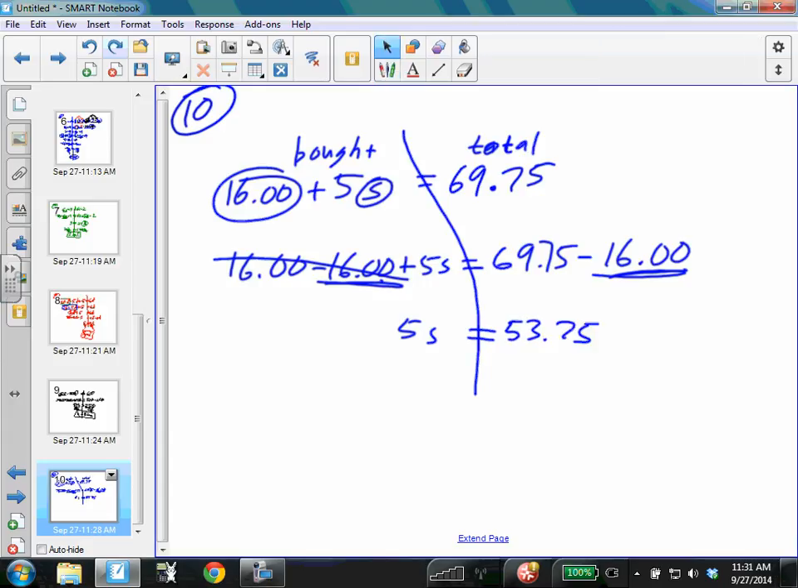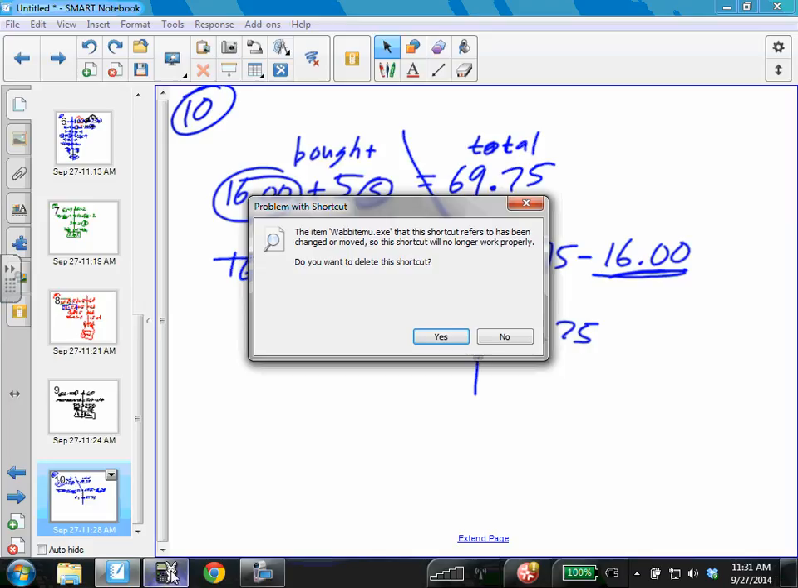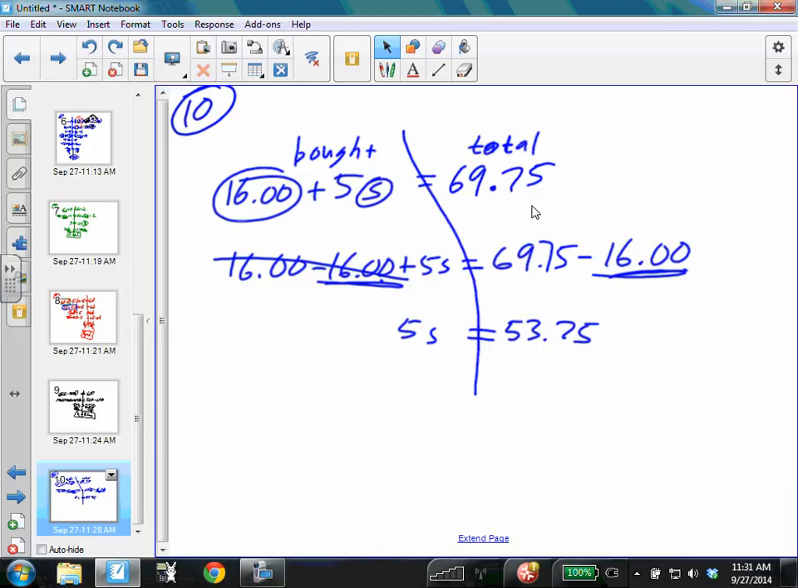53.75. Okay, and some of this arithmetic is getting a little more difficult, so you may need to use your calculator. And so if you want to take out your calculator and do 69.75, and I'm going to do mine just to make sure I didn't make a mistake. So 69.75 minus 16, and you do get 53.75.